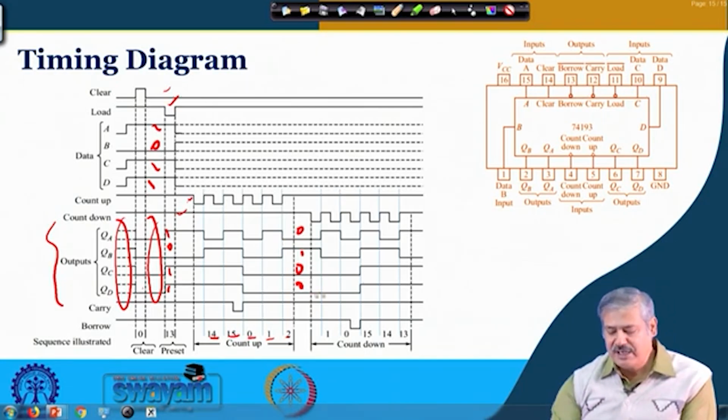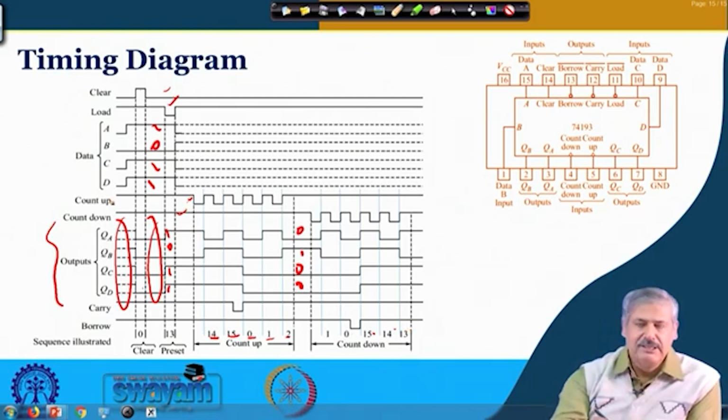Okay. So, at its positive edge, what will happen? From 2 it will go to 1, then 0, then 15, then 14, then 13. So, that is how it works. I understand that with this illustration there is more clarity about how this clocking and counting takes place, along with the parallel load and clear.